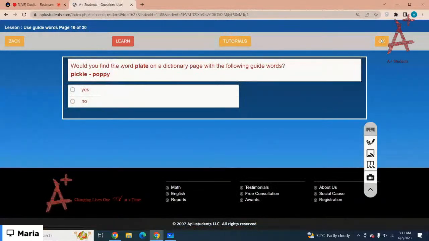Okay, the next one is, would you find the word plate on a dictionary page with the following guide words pickle or puppy? So which is the correct option? Yes or no? Plate, L is after I, so it would be yes. You can find plate on the same page. Got it?